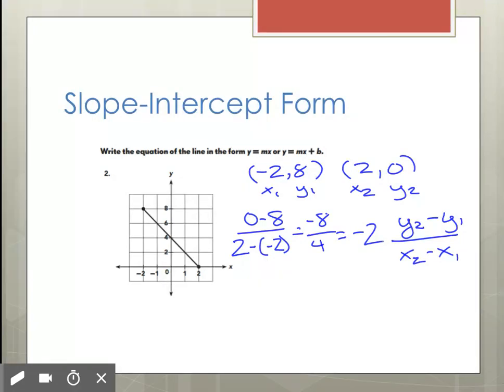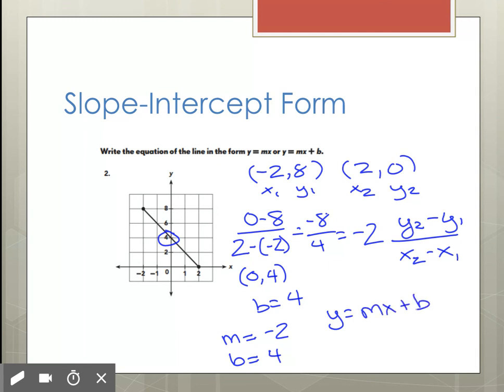And then your b right here is that point 0, 4. So your b equals 4. So your m was negative 2 and your b was 4. So when you plugged it into that equation, the equation of the line was y equals negative 2x plus 4. And that's it.